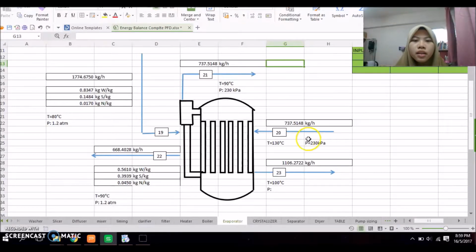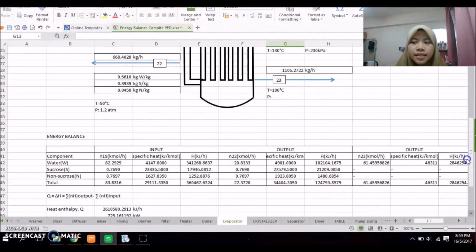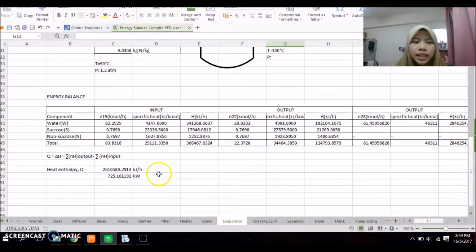For the steam, the input temperature is 130 degrees Celsius, and the steam output is 100 degrees Celsius. For the energy balance, we calculated Q equals delta H because we assume that EK, EP, and WS equal 0. So we got Q equals delta H, which is the summation of nH output minus the summation of nH input. And when we calculated, we got 725.161192 kilowatt.